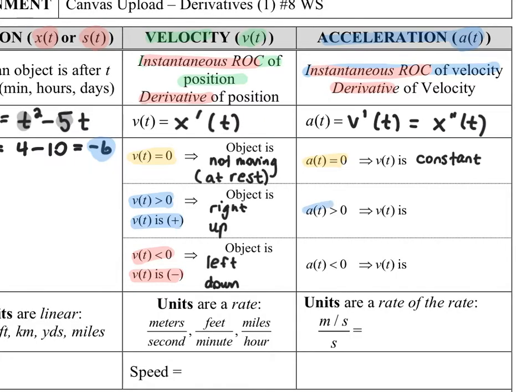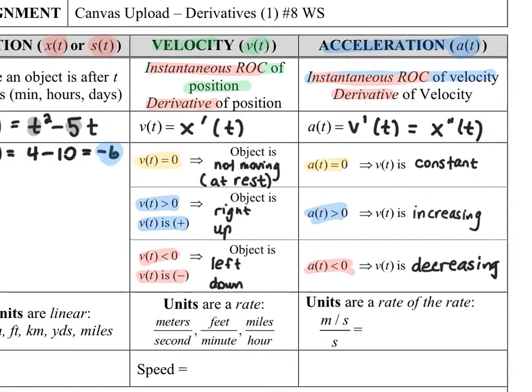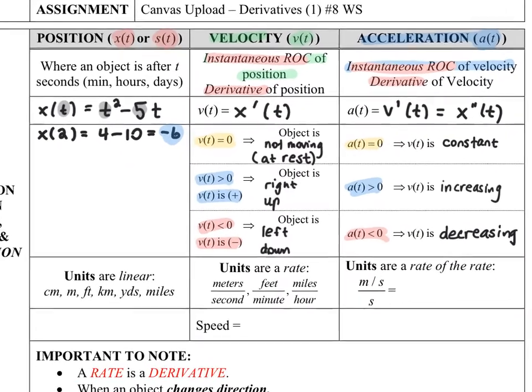If your acceleration is positive, that means your foot is on the gas pedal and your velocity is increasing. And if your acceleration is less than 0, that means your velocity is decreasing. It's also important to know what units belong with each one of these.